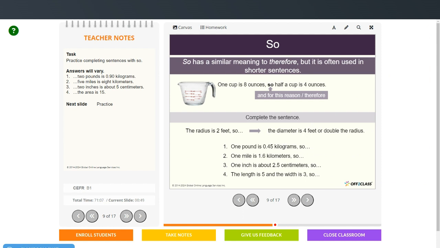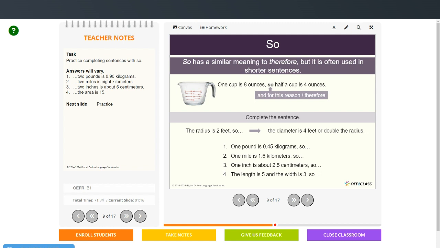Again, here are just some sample answers, but some possible answers would be 1 pound equals 0.45 kilograms, so 2 pounds equals 0.9 kilograms, or you could figure out what half a pound is, so it really doesn't matter. 1 mile equals 1.6 kilometers, so 5 miles equals 8 kilometers is one possible suggestion.